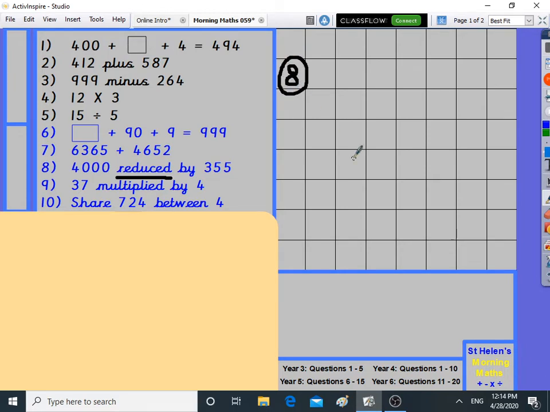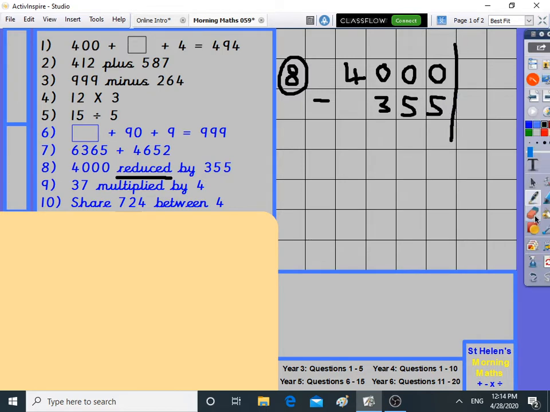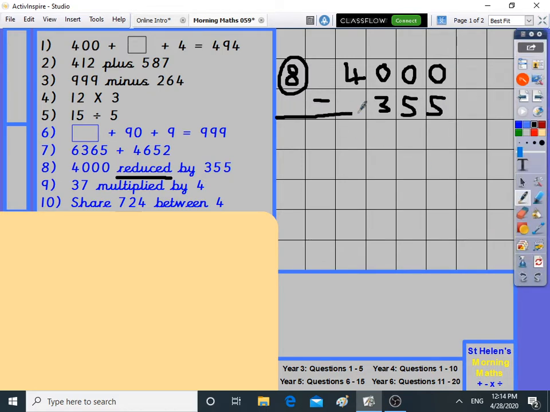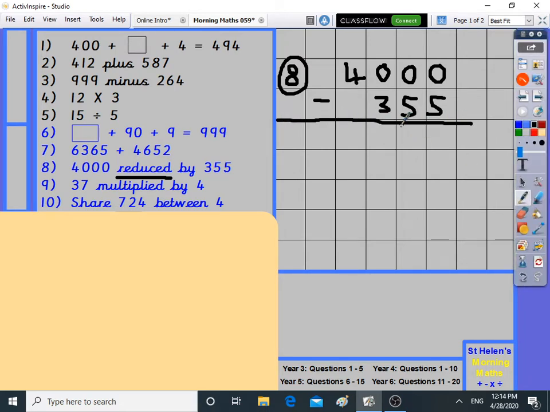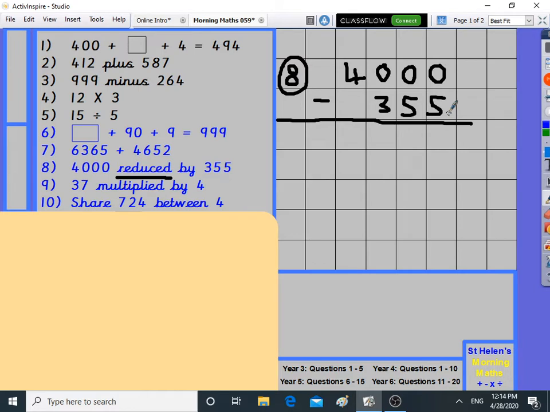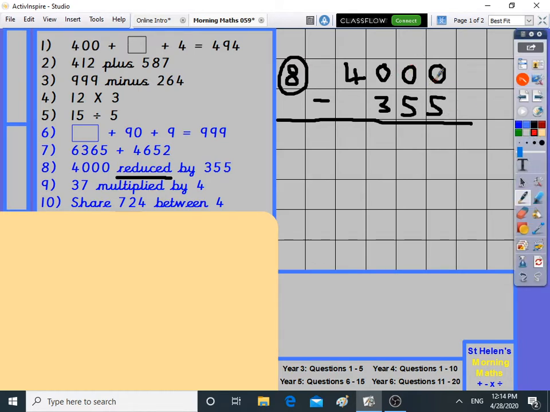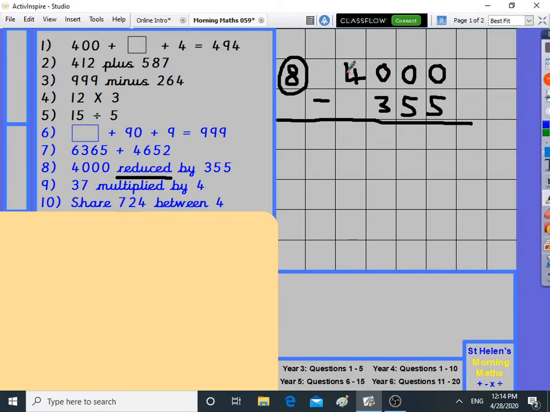What number goes at the top in a takeaway? Hopefully you're saying the biggest number. 4,000, take away 355. Line up down the right. That's the right. If there's no decimals, you line up down the right. And there's not many decimals in year 4 until the end of year 4. So 0 take away 5 we can't do. We need to do some borrowing. We need to borrow all the way across from the 4.